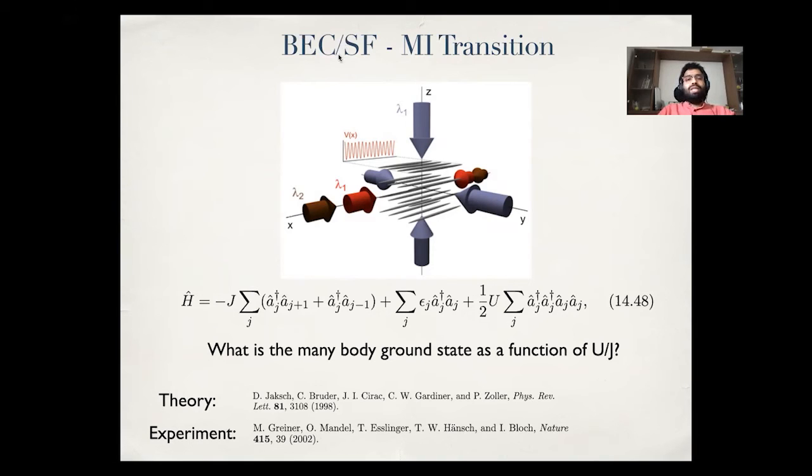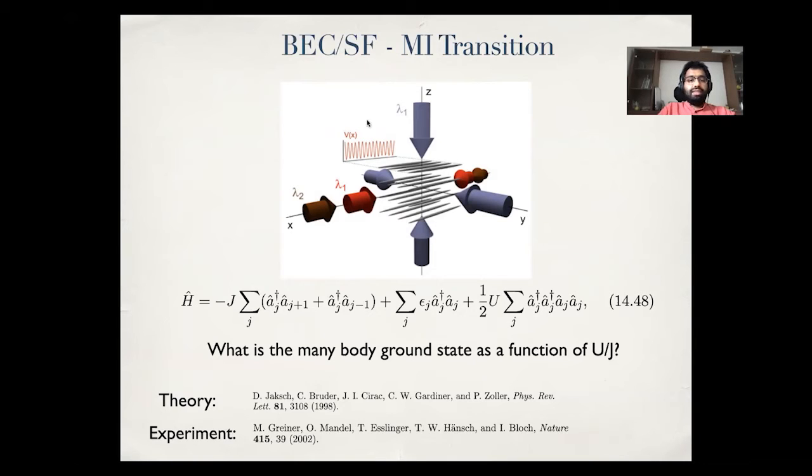Why am I writing this as BEC superfluid Mott insulator transition? I'm just trying to not be disingenuous because I haven't really talked about superfluidity in detail in this series of lectures. For our purposes, I'm going to interchangeably use the concept of a BEC with a superfluid. Any BEC that you make with interactions between atoms will give you a superfluid, basically. So with that caveat, that's why I'm going to call this superfluid. But whenever I say superfluid, imagine that I'm talking about a Bose-Einstein condensate.